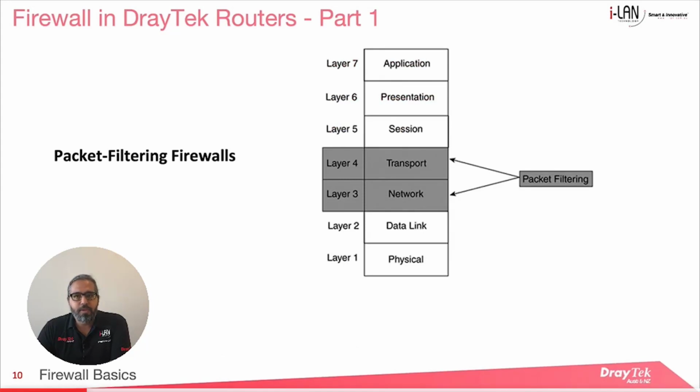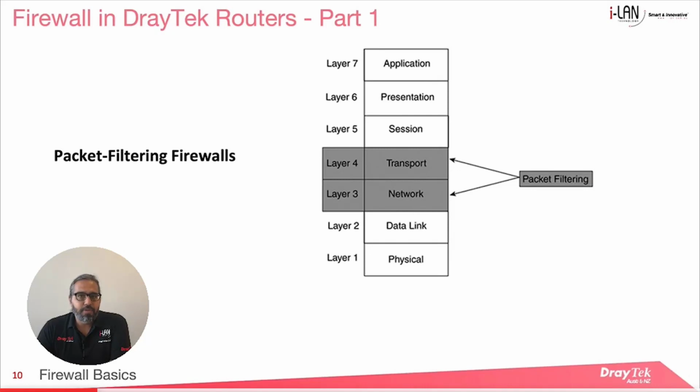Firewalls also fall into different categories. The first category we look at is packet filtering firewalls. This is the simplest form of a firewall. A packet filtering firewall is typically a router that has the capability to filter on some of the contents of the data packet. The contents are in layer 3 and 4 of the OSI reference model.